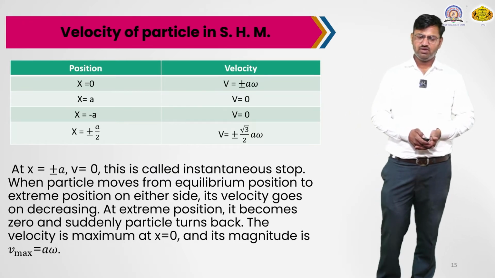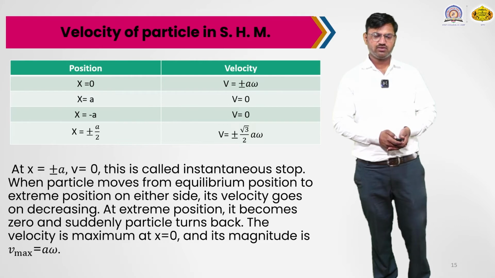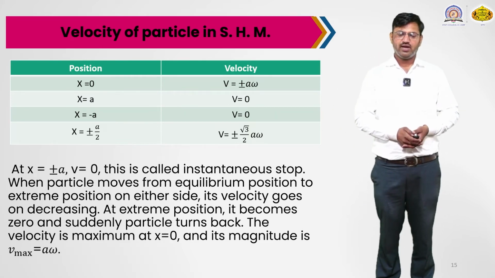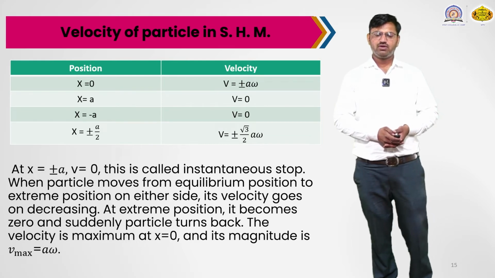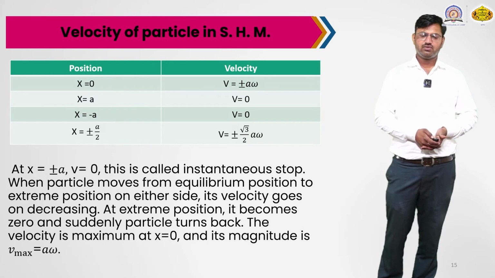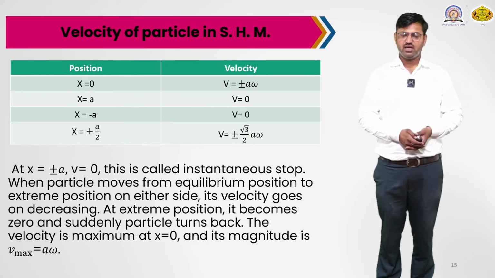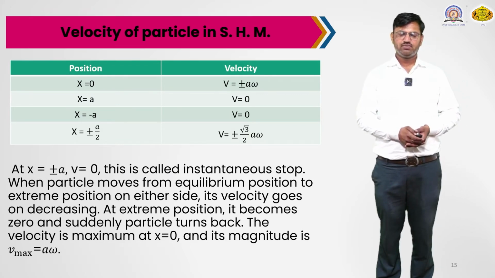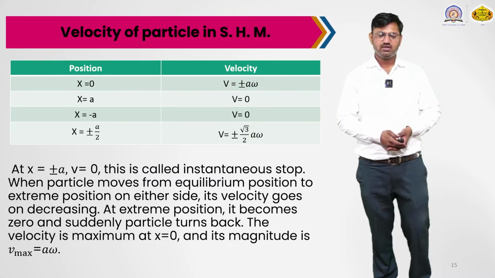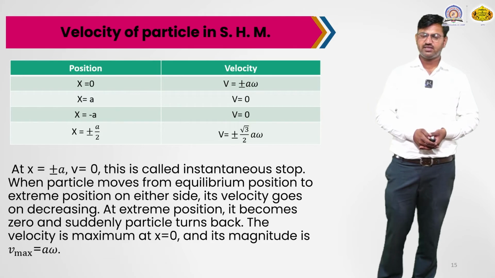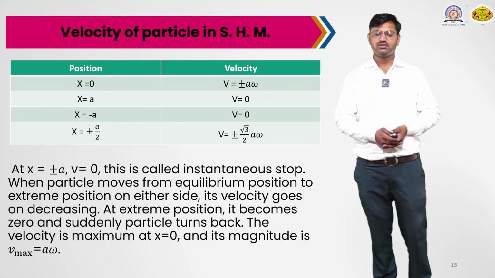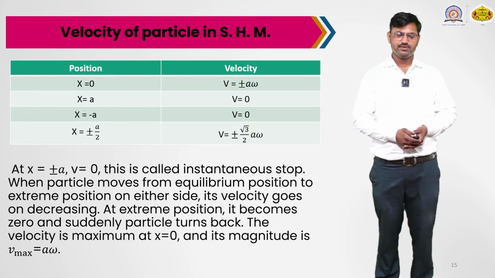At x is equal to plus minus a, v is equal to 0. This is called instantaneous stops. When the particle moves from equilibrium position to extreme position on either side, its velocity goes on decreasing. At extreme position, it becomes 0 and suddenly the particle turns back. The velocity is maximum at x is equal to 0. Its magnitude is v max is equal to a omega.